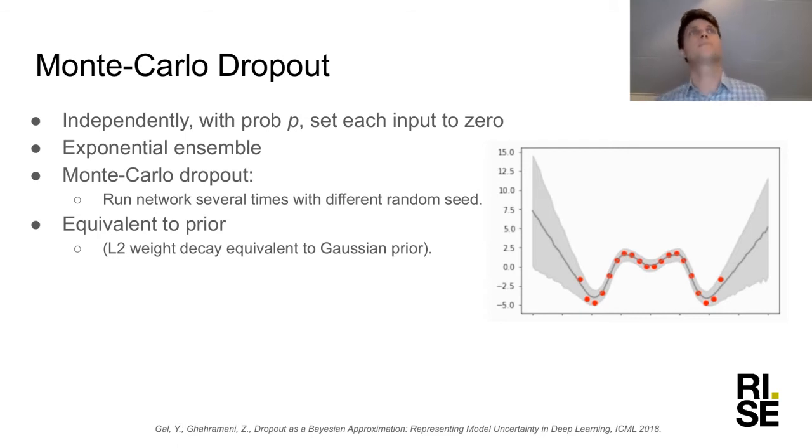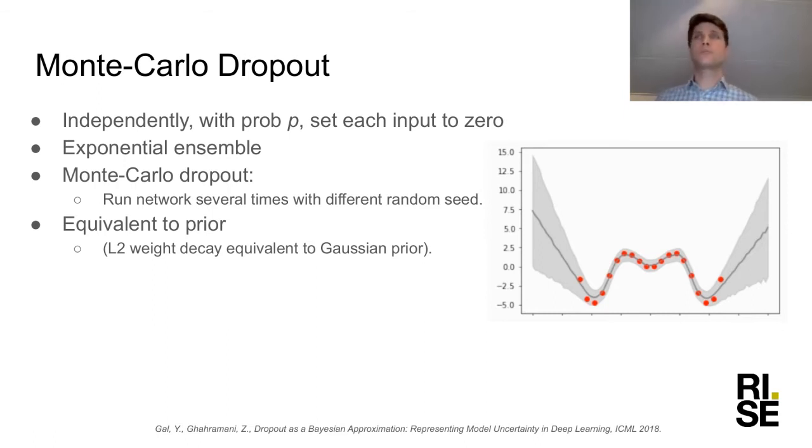Now let's mention dropout. Dropout was proposed as a regularization technique, and it works as one. Independently with probability P, you set each input to 0 before each layer in a network. In the original version, this is done during training, and then during inference, you set none of the inputs to 0. It has been shown that the model generalizes very well from this.